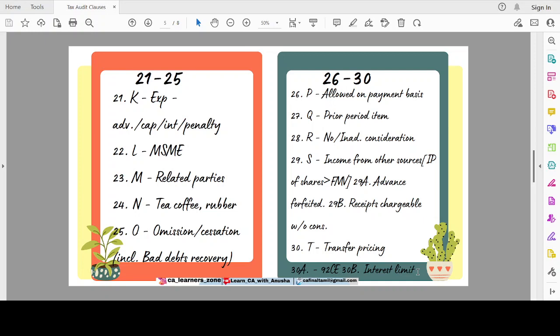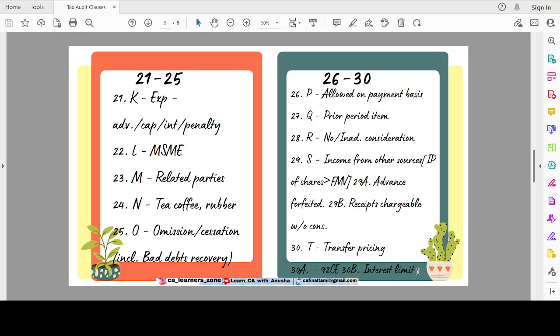Now M. M for Bandar, monkey, right? So related parties. We are going to relate it closely with them. We are going to dance with them, right? So related parties. N. N for Nestle. Nestle deals with tea, coffee. So we add rubber with it. Okay, specified business. Tea, coffee, and rubber with deductions, right? Now, O for omission, cessation of certain items, including the bad debts recovery.